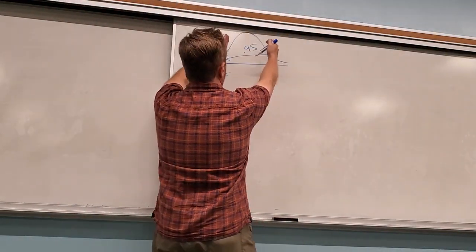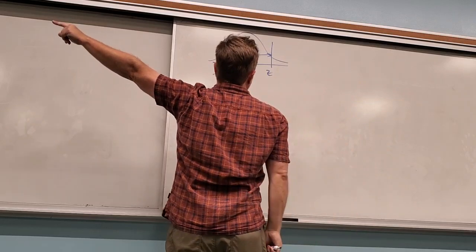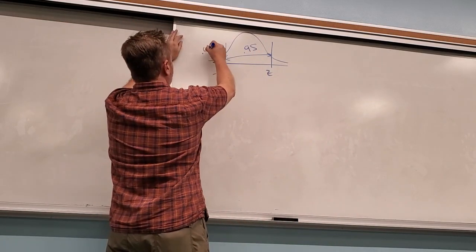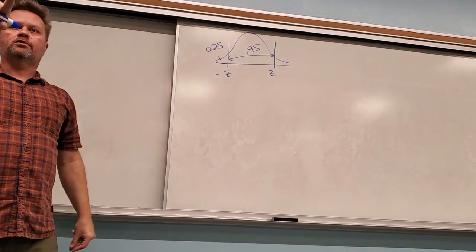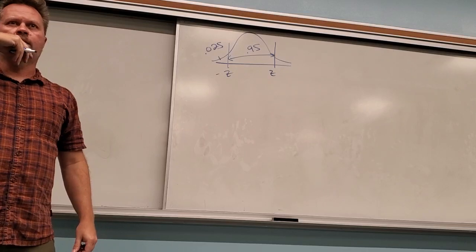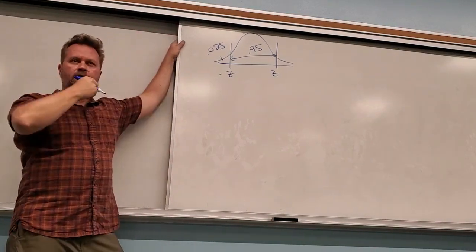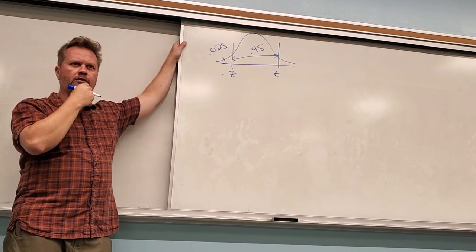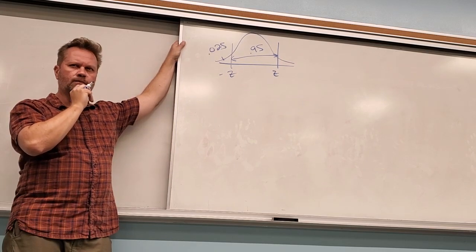If there's 95% inside, how much is outside? How much is on that side? 2.5% or 0.025. Is that cool? All right, so look up 0.025. So verify that. Look up 0.025. Does it come out to be negative 1.96?